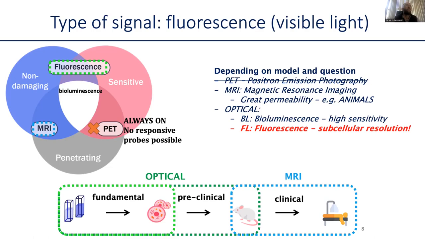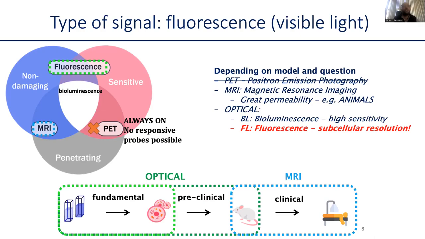I will tell you why that is important, but positron emission tomography in general does not allow you to design so-called responsive probes. Responsive probes are more reliable in a way of looking into targets, and so these cannot be used with that application. But magnetic resonance imaging and optical imaging are compatible with the design and development of tools which can generate signal only upon interaction with the analyte, so-called responsive probes.